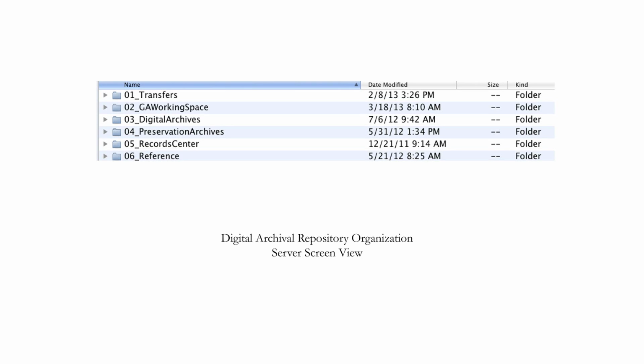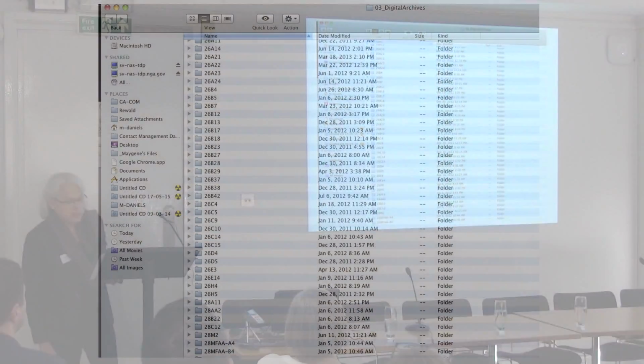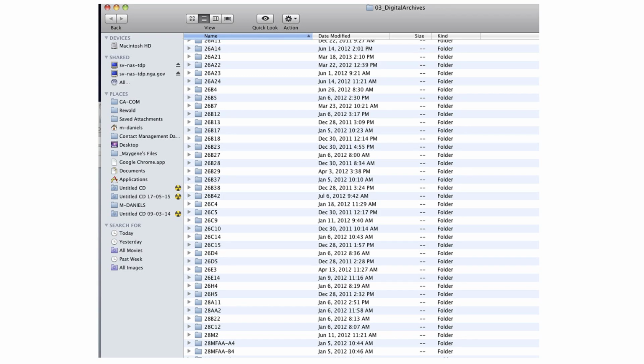Another important governing concept has been to avoid proprietary and undocumented software in repository management. Thus, there's been a strong preference for working directly with digital objects on the server. This is a screenshot showing the organization of the repository at the highest level, simply folders in a hierarchical structure without intervening software. And here's a slide showing the organization of the permanent archive section of the repository at the next level, organized by record group and series.